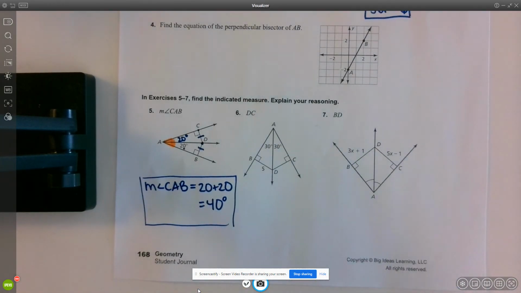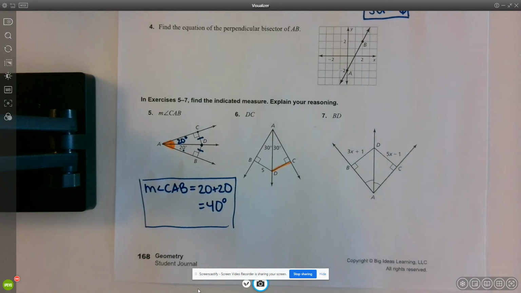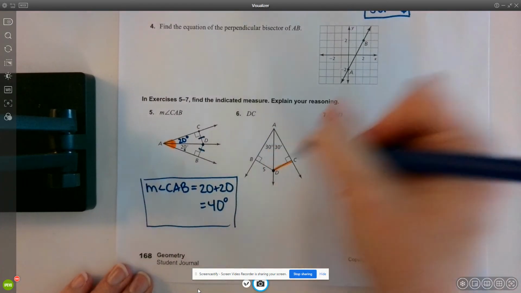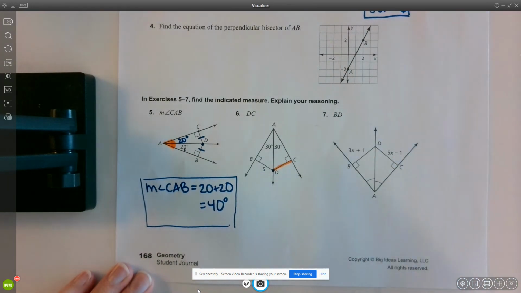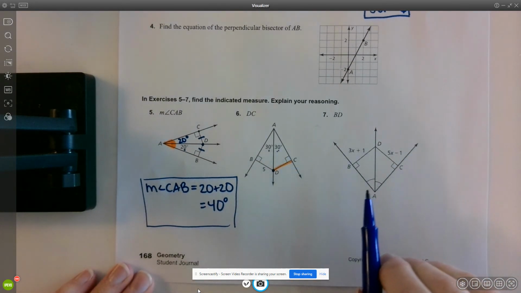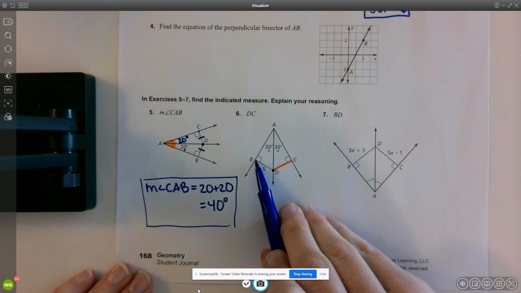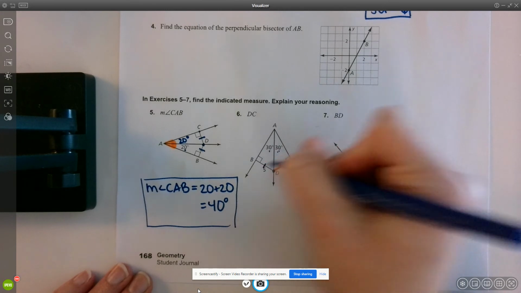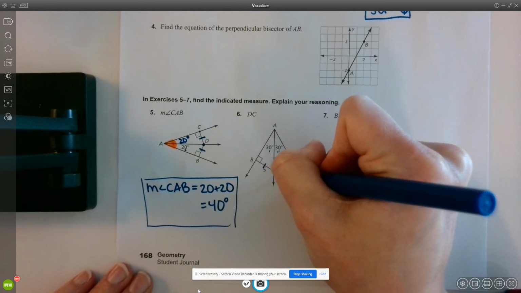In number 6, we need to find the length of DC. That is this length here. Notice that point D lies on the angle bisector of angle CAB, and I know it does because these two smaller angles are equal. Therefore, if the distance from point D to B is 5, the distance from point D to C must also be 5.